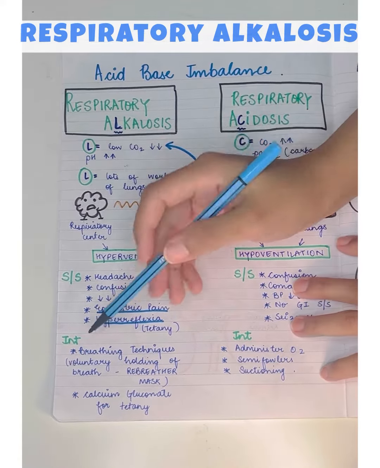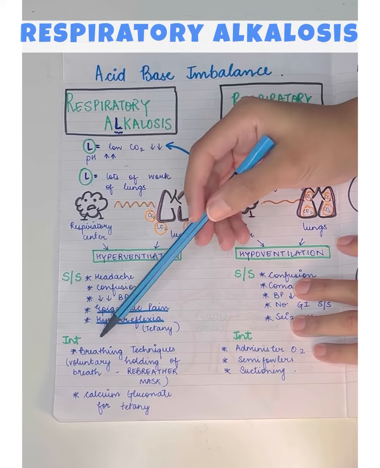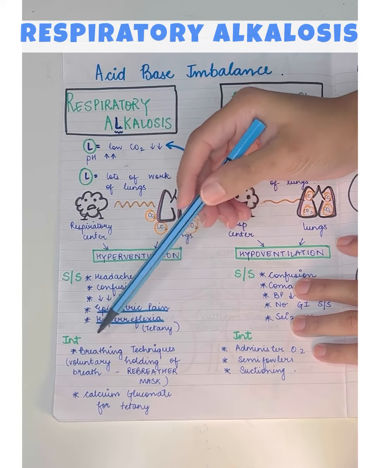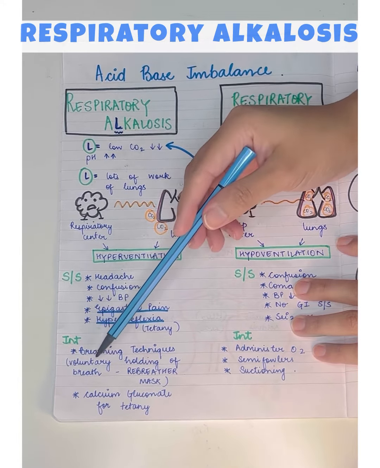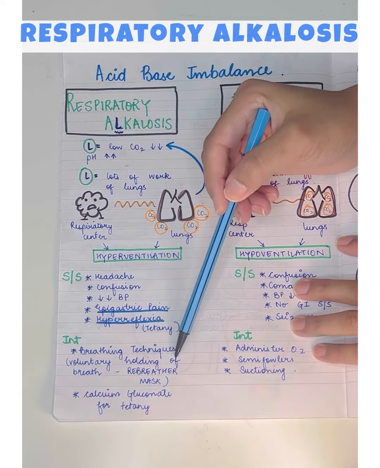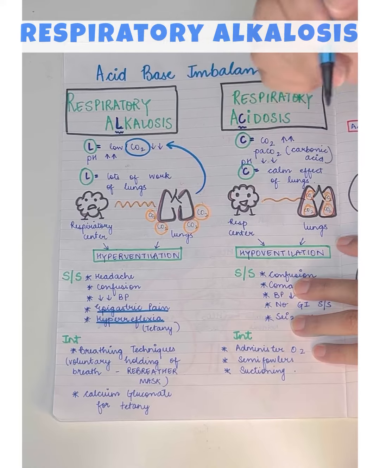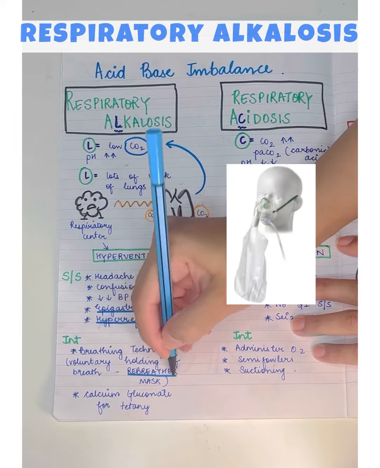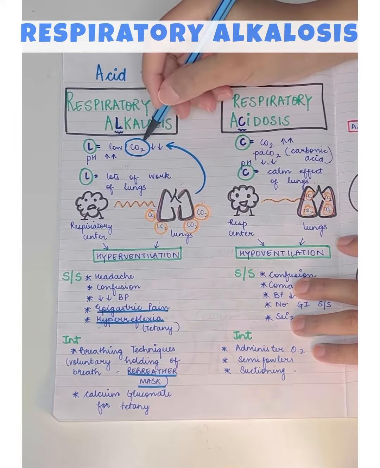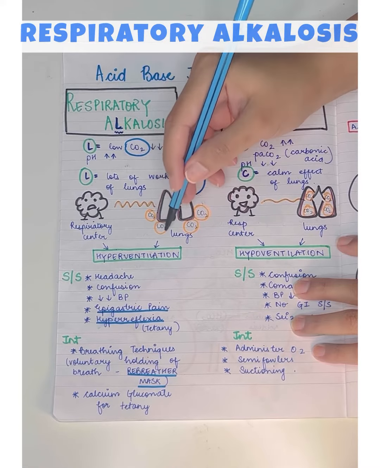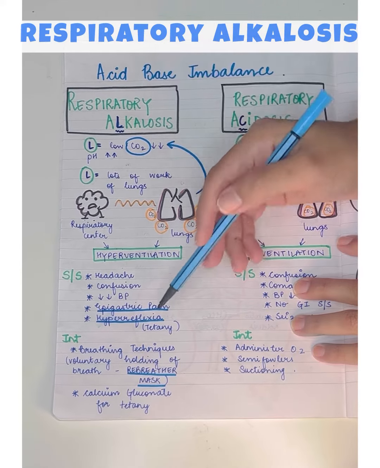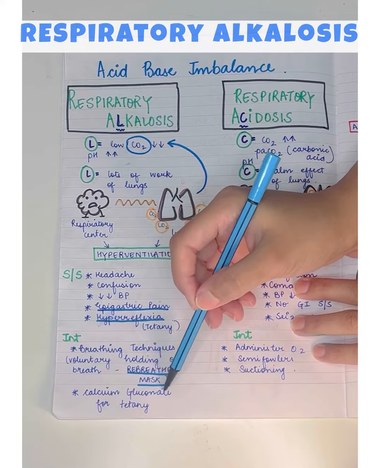Therefore, the interventions depend on the signs and symptoms. We are going to teach him breathing techniques. In breathing techniques, we will try to teach the patient to voluntarily hold his breath, so that if he holds his breath, he can retain CO2 in his body. We can also use a rebreather mask, which helps him retain carbon dioxide in his lungs and not outside of his lungs. And for tetany, we will give calcium gluconate.